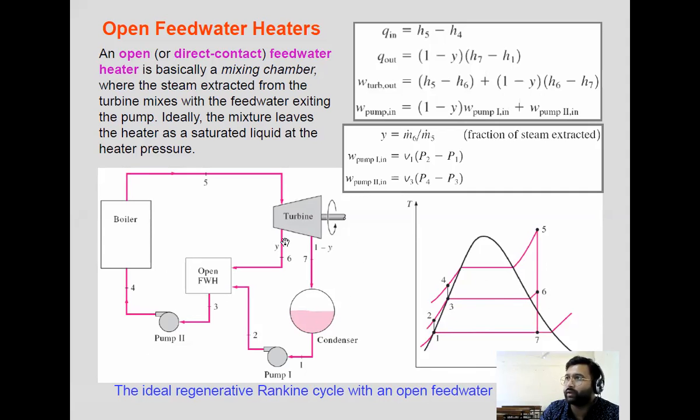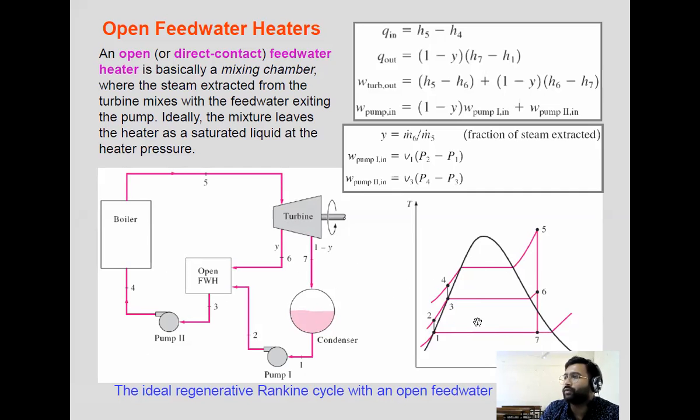Then Y fraction is extracted at 6 and it is passed to feed water heater. Again, the remaining 1 minus Y fraction is expanded to point number 7. This remaining fraction is supplied to condenser. 7 to 1 is heat loss in the condenser.